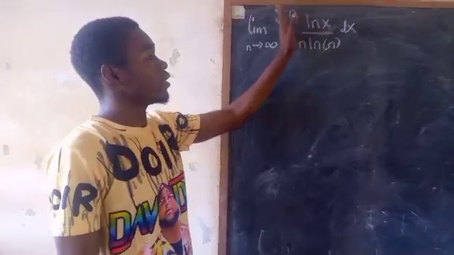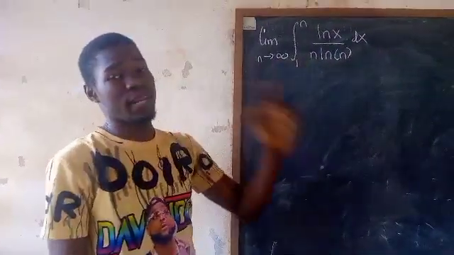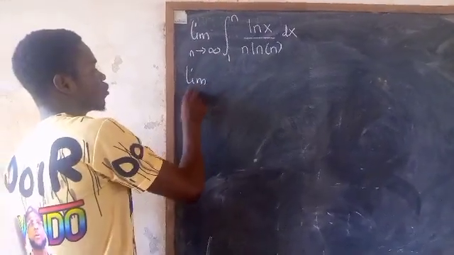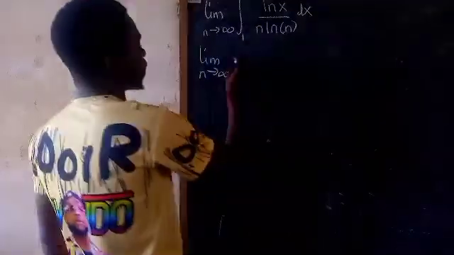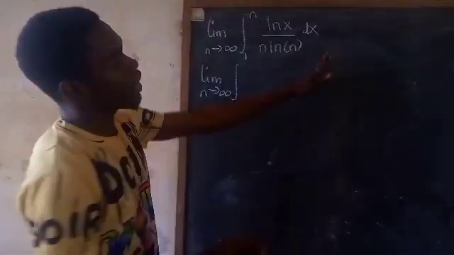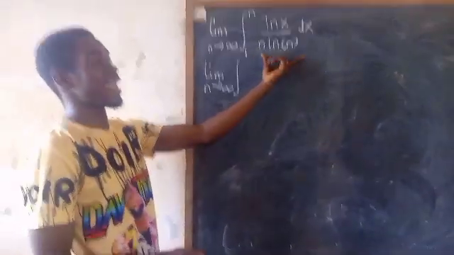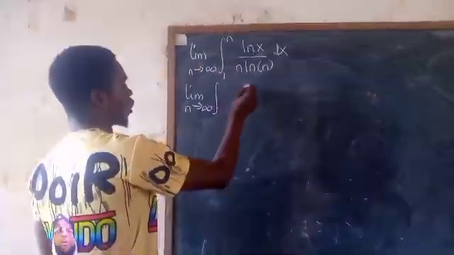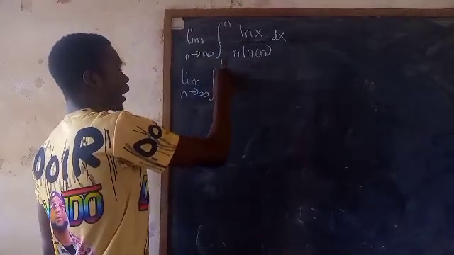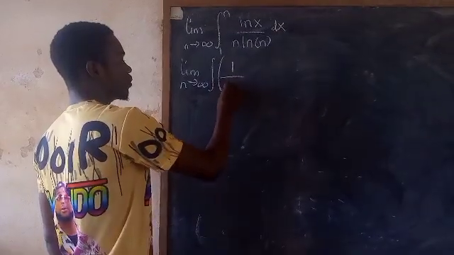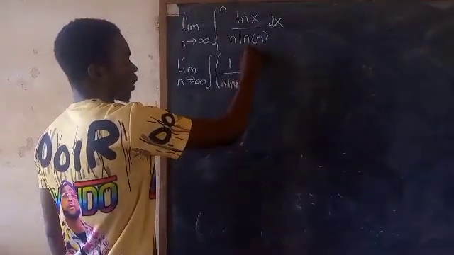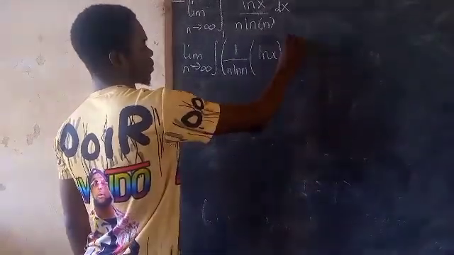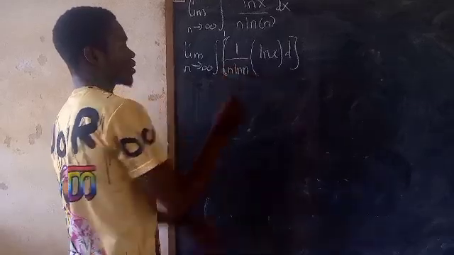And after finding the integral, we now have to take the limit. So let's do one step at a time, guys. We're going to have the limit as n goes to infinity of the integral of, now guys, what this simply means is that since n is a constant, we are simply going to take it outside of the integral. I can open a bracket here to write 1 over n natural log of n, times natural log of x with dx.